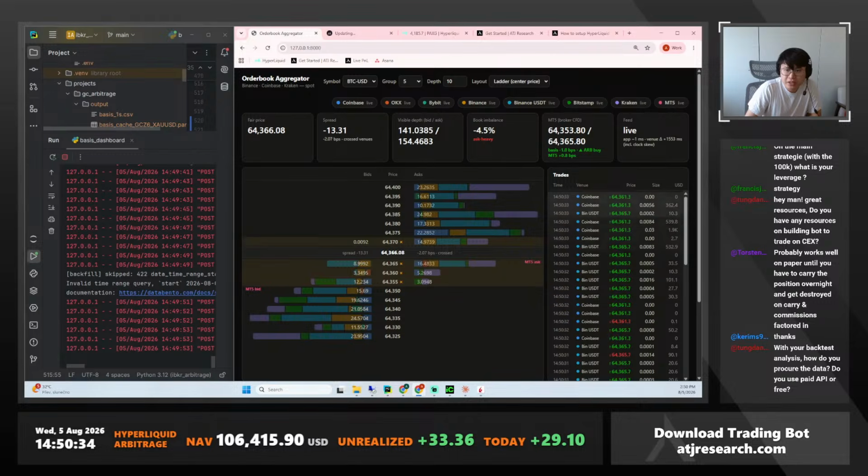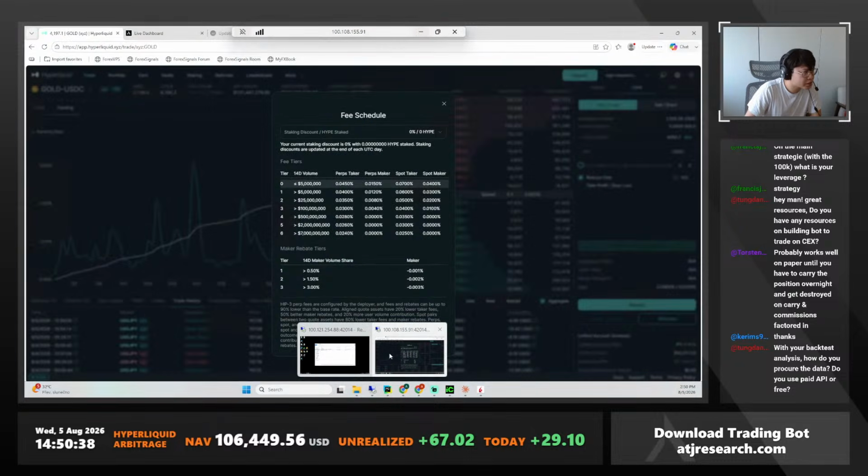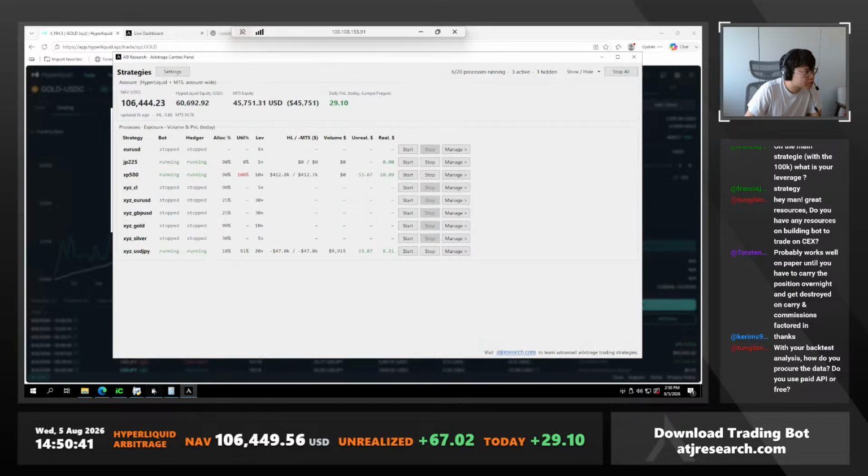On the main strategy with the 100K, what is your leverage? It's quite low actually. It's 1 to 5 on JP225, 1 to 10 on SP500, and 1 to 20 on USD/JPY, right? Depends on the volatility of the asset, how risky it is, how liquid it is.